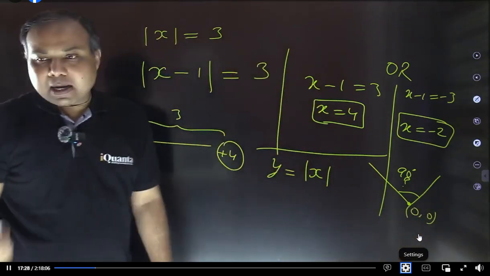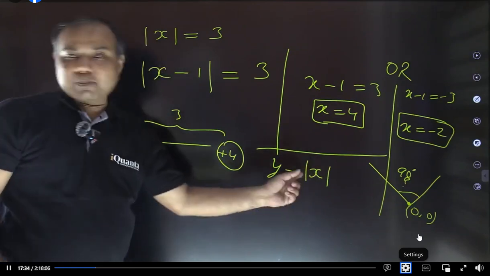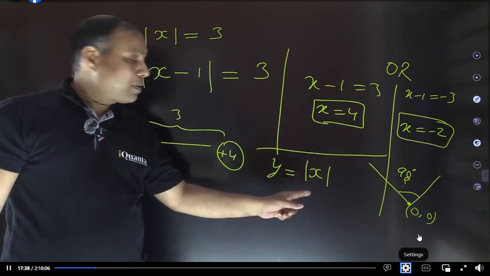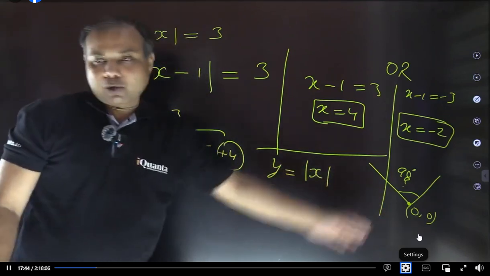So how will we find the x coordinate? We can find it by checking the value of x which makes the term inside the modulus 0. What should be the value of x so that this term becomes 0? That is 0. And by putting that, what is the value of y? That is also 0. So 0, 0 is the vertex.